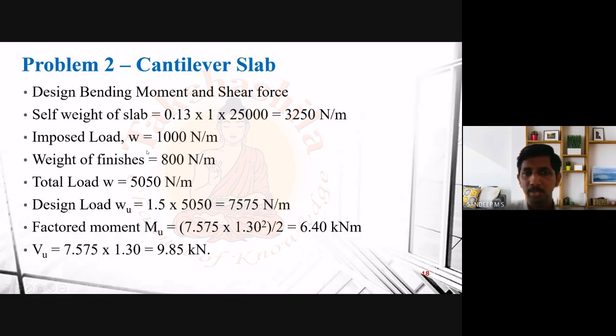Now I have an imposed load of 1000 Newton per meter. Then we have weight of finishes as 800 Newton per meter. Therefore, the total load acting is the sum of all these things. So that will constitute around 5050 Newton per meter.